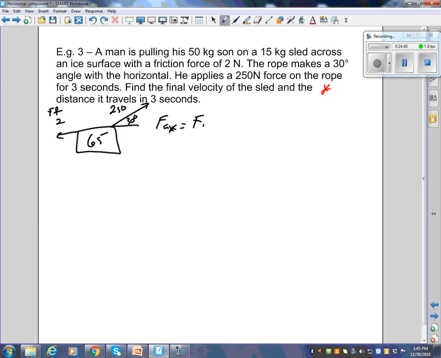FAX is equal to FA cos theta. So that's 250 times cosine 30. 216.5. Everybody with me so far? Do you see the steps that are coming? Yes. Is that a 216? 216.